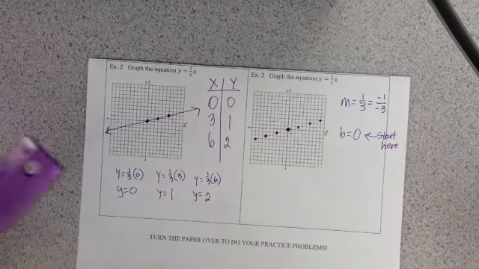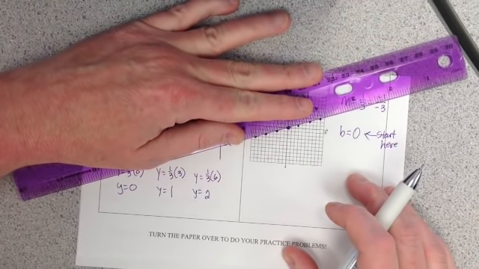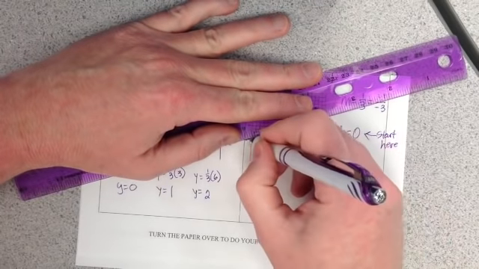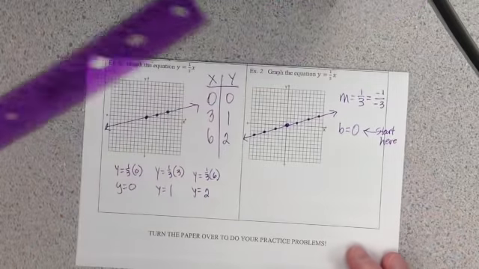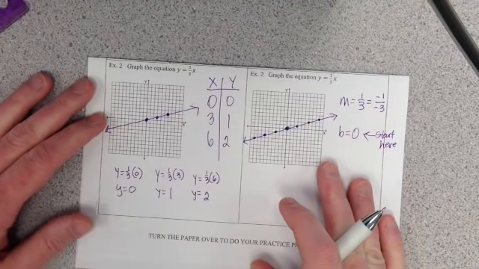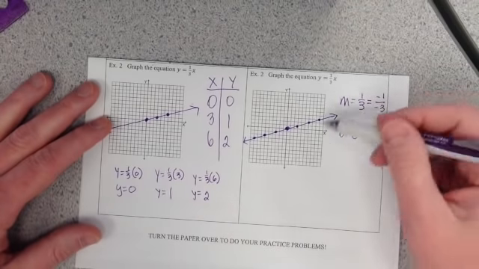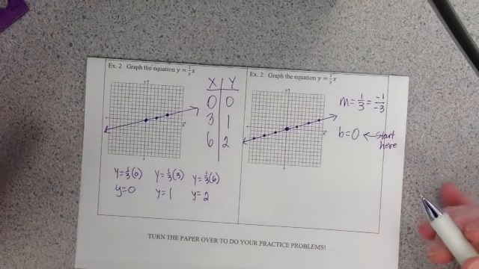You don't have to graph that many. I just kind of think it's fun. So that's why I do that. So then I'm going to go right here, and I'm going to draw my line. Okay? Once again, you can either create a table of values, or you can use the slope and y-intercept. This way, the slope and y-intercept typically goes a little faster, but you pick whichever one you want.